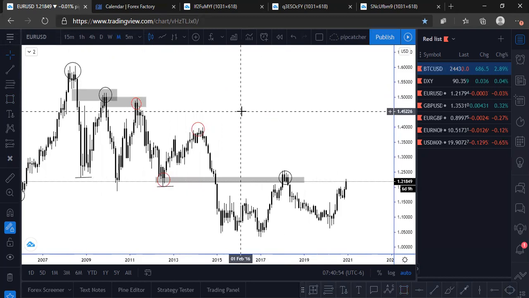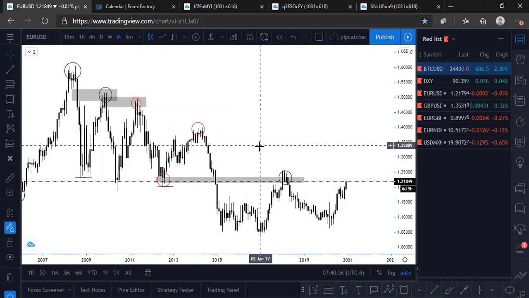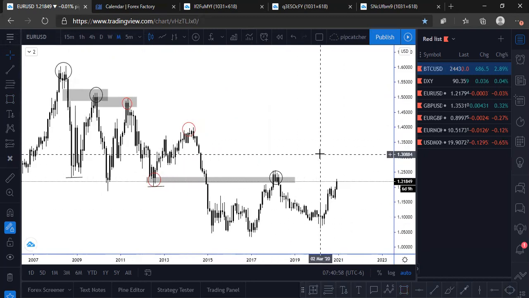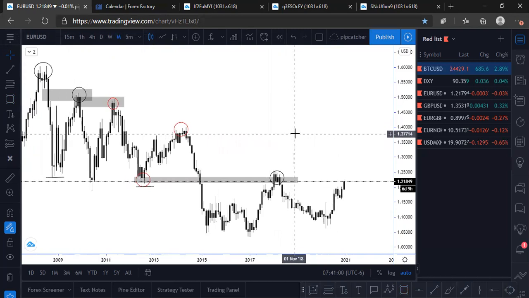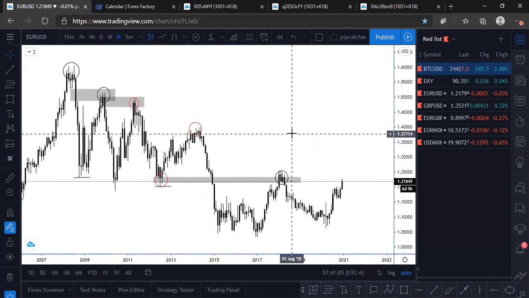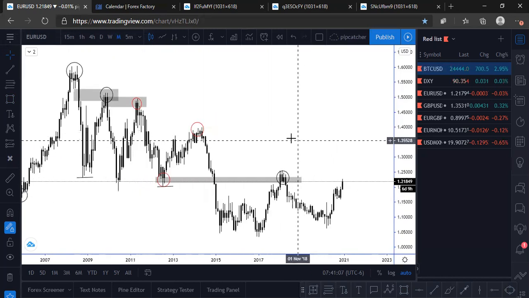So I hope you understand using breaks of structures with your major and minor swing points.